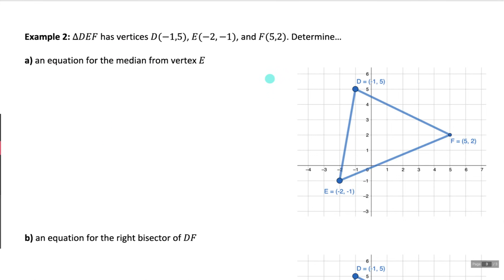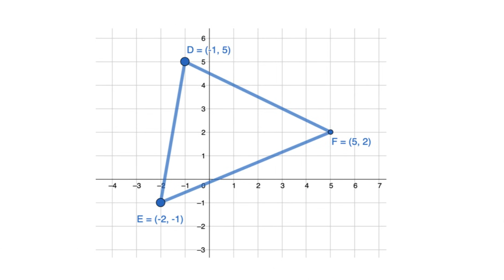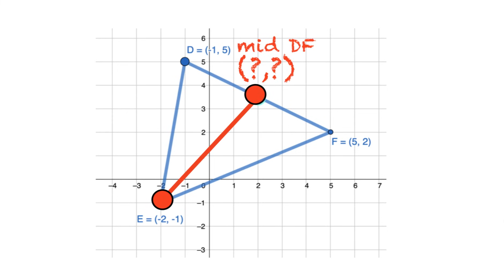Let's do another example. I'll go through them more quickly this time, but we're going to do another median, right bisector and altitude of this triangle, triangle DEF. So the first thing we're going to find is the median from vertex E. If I want the median from E, I know based on the definition of median, it's going to go from E to whatever the midpoint of the opposite side is. So I'll have to start by calculating what is the midpoint of the opposite side.